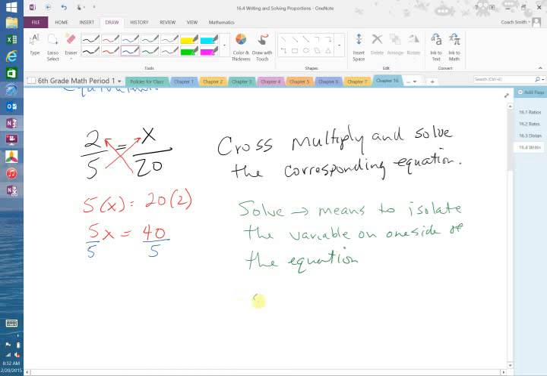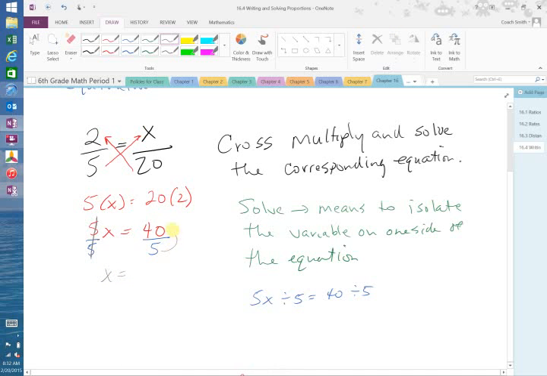Remember, the other way that we would put this is like this. That's the other way that you could show it. On the left side with the x, those 5s cancel each other out, leaving me with x. Over here, we divide 5 into 40. 5 goes into 40 how many times? 8 times. So x is equal to 8. Once again, that's where we came up with the 8.